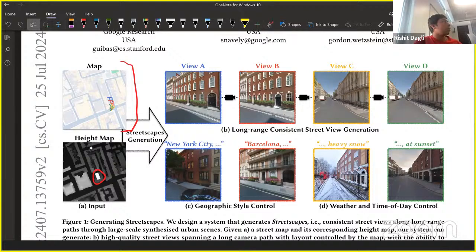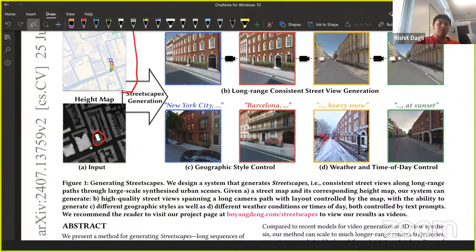But they pose it into a very different problem. They essentially make this into a video generation problem instead of a 3D generation problem, which is an interesting way to solve this. And they show that this comes with a few benefits over just doing 3D scene generation or 3D object generation. So that's actually pretty interesting.